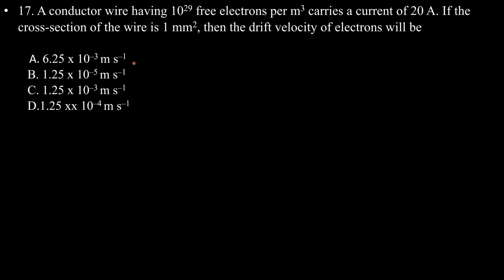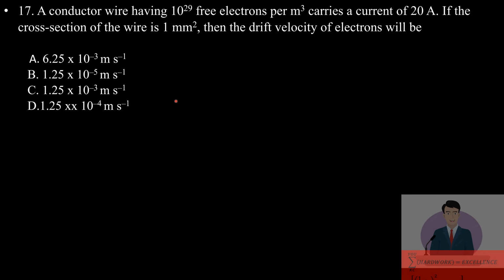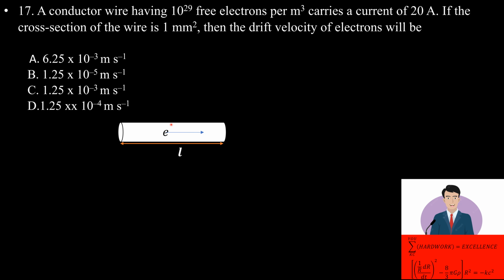A conductor wire having 10 to the power 29 free electrons per meter cube carries a current of 20 amperes. If the cross section of the wire is 1 millimeter squared, then the drift velocity of electron will be. Okay, so we first have a diagrammatic representation of a wire here, and there's a charge e moving from one end to the other.